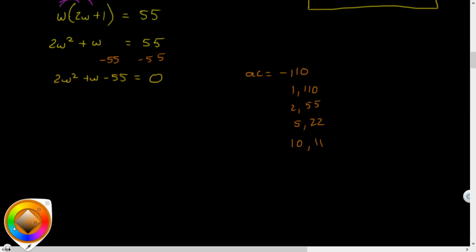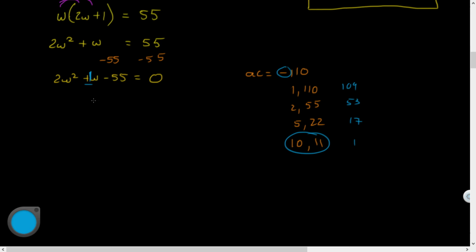And of these factors, because this is negative, what do I want these factors to do? I'm looking for the pair of factors that does what? I want them to subtract to be the B term, which is a positive 1. So this has a difference of 109. This has a difference of 53. This has a difference of 17. And this has a difference of 1. Hooray! So let's split that B term into 2 like terms, friends.